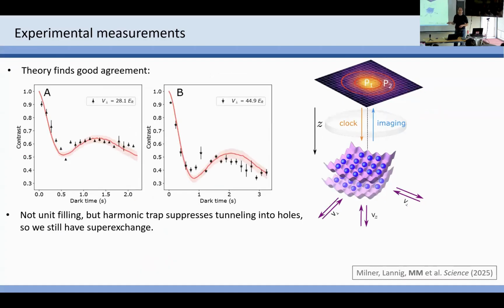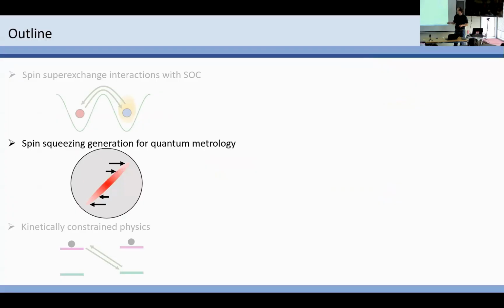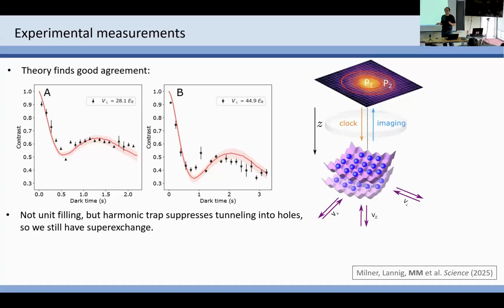Yeah, so this we were excited to see. And now, this maybe... So can you go back? So can you explain the result here? The contrast is a function of time, what is happening?